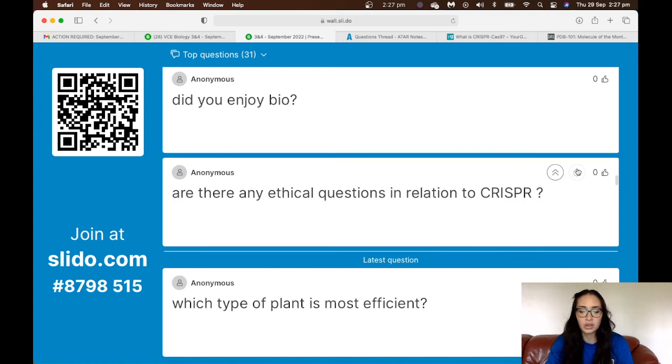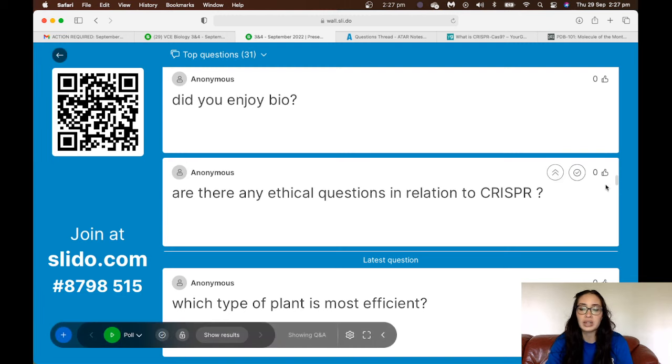Yeah, there are going to be lots of ethical questions. I would expect you'll have to answer 8 marks on that, because it was even on my study design, ethical issues relating to genome editing technologies. And now it's explicitly on your study design. So I'd expect a really big, like 6 mark question at least.